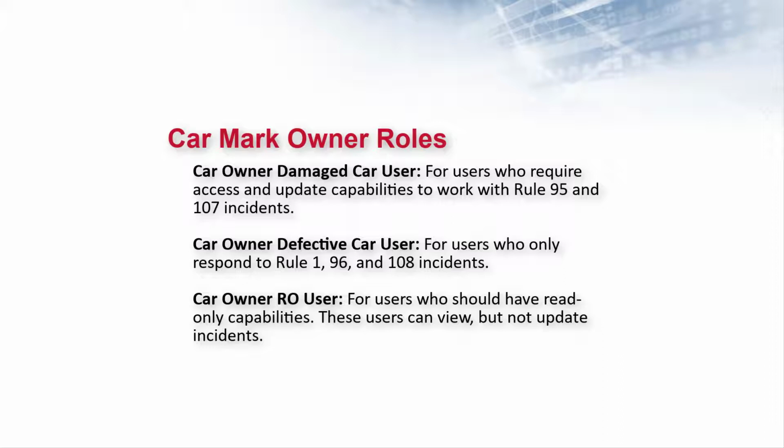Car owner damaged car user is for users who require access and update capabilities to work with Rule 95 and 107 incidents. Car owner defective car user is for users who only respond to Rule 1, 96, and 108 incidents. Car owner RO user is for users who should have read-only capabilities. This means the user can view but not update incidents.